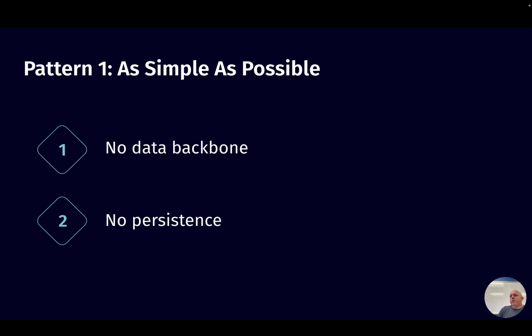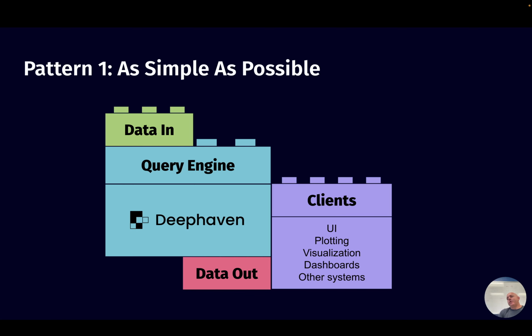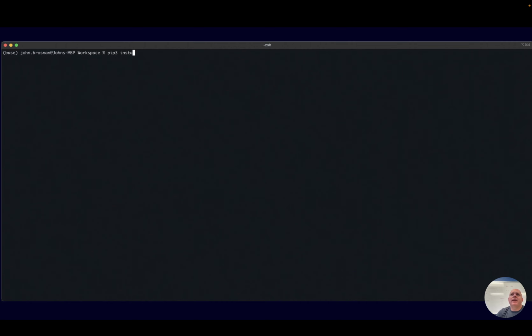So the first pattern we'll look at is an as simple as possible case. There's no data backbone and we have no persistence. So in this case, you have a way to get data in, you have a query engine, a way to get data out, and then you can have clients for plotting, visualization, dashboards, and things like that. And this example was done with Deephaven because it's one of the few query engines that can operate without infrastructure for a data backbone. So here I'm going to show you how simple it can be.